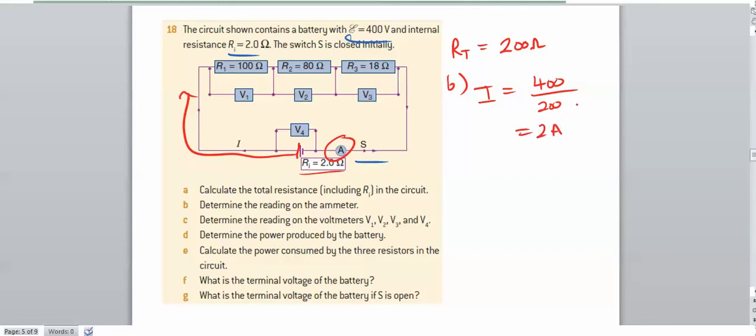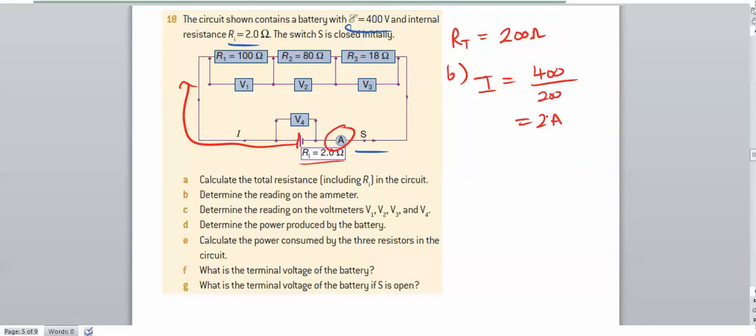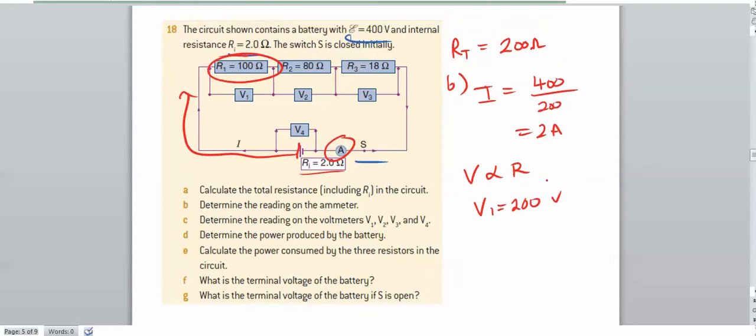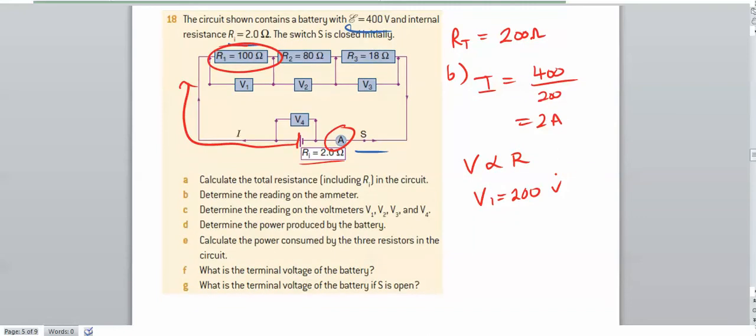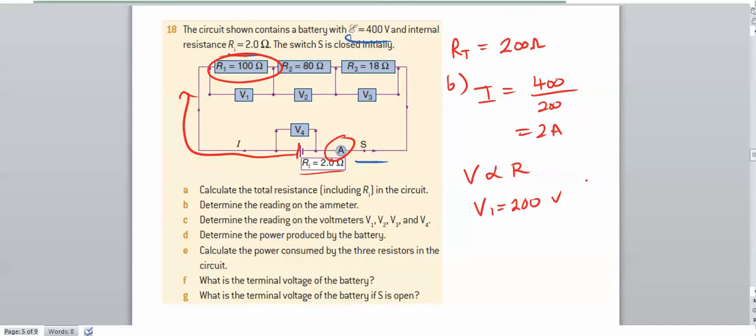Determine the reading on the voltmeters 1, 2, 3, and 4. Well, the voltage drop is going to be proportional to the resistance. So we know that of this 200 ohms, without even doing any calculations, we could automatically say that the voltage drop across that 100 ohm resistor is going to be half the voltage. So I'm going to just say V1 is equal to 200 volts, and there's no problem with that. If the question is just asking for an answer, and you can work it out just like that because you know these principles, that's going to ensure you do much better on exams next year, rather than just plugging numbers into formulas. It'll only get you so far.